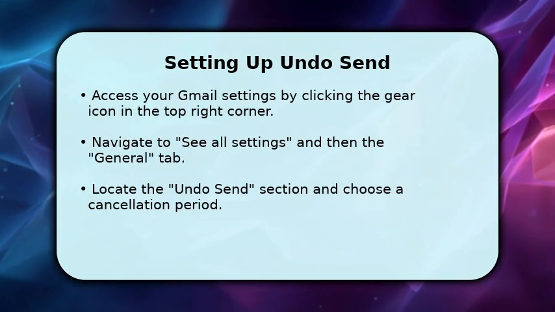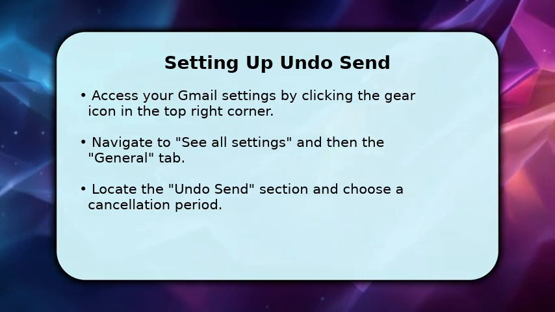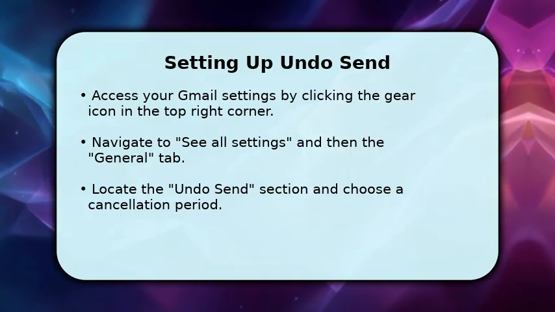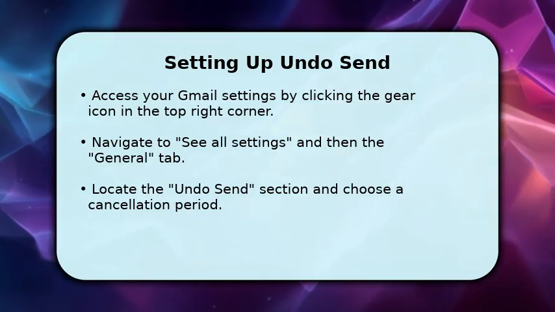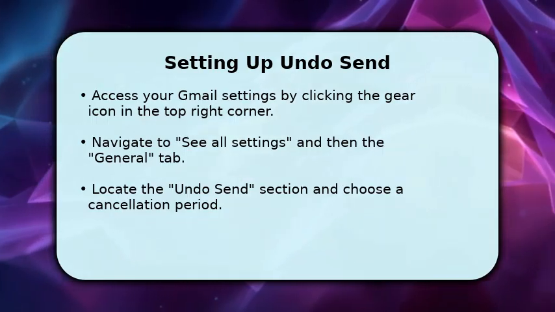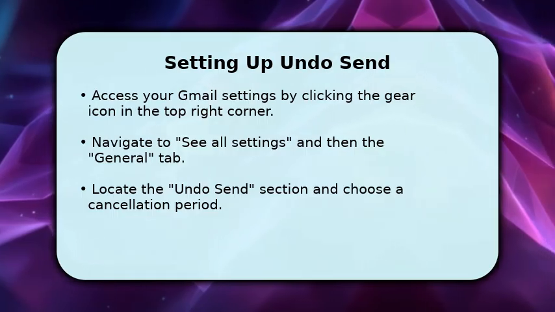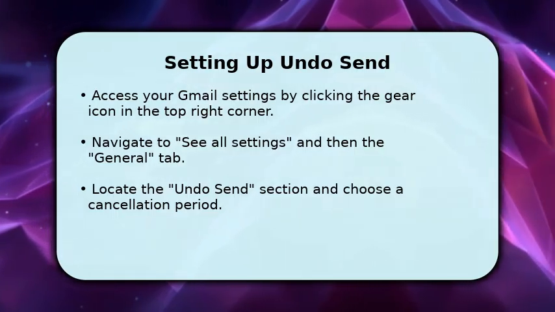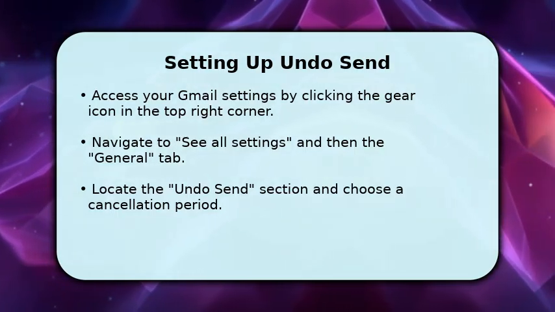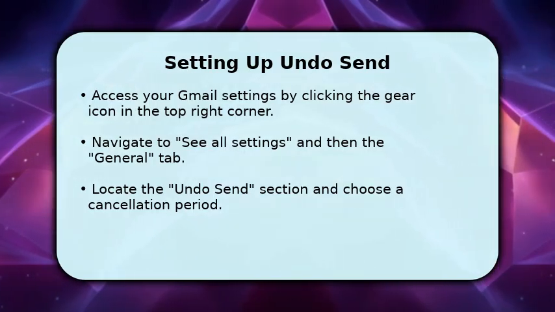Before you can use this helpful feature, you need to ensure it's properly set up in your Gmail account. First, click on the gear icon in the top right corner of your Gmail interface, then select See All Settings. Under the General tab, scroll down until you find the Undo Send option. Here, you can choose your preferred cancellation period, ranging from 5 seconds up to a maximum of 30 seconds. Remember to save your changes.